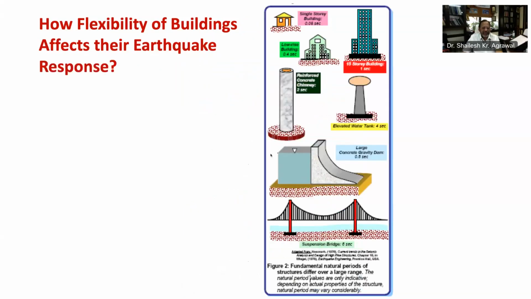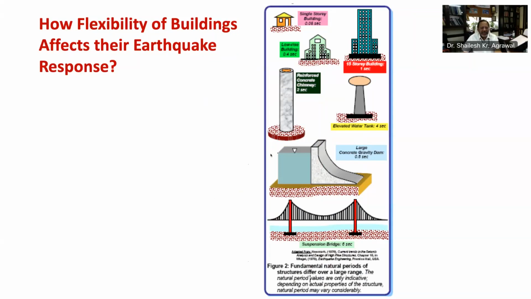Now let's look at this figure number 2, which gives you examples of natural period of different structures. The fundamental natural period T of normal single-story to 20-story building are usually in the range of 0.05 seconds to 20 seconds. This time period is inherent property of building, and any alteration made to the building will change its T, that is fundamental time period.